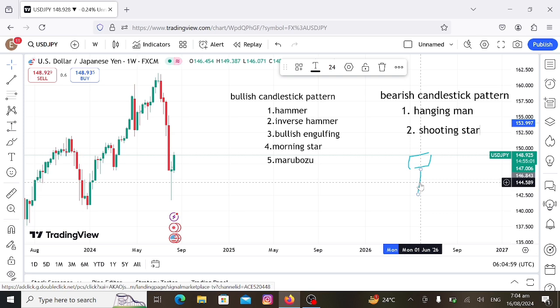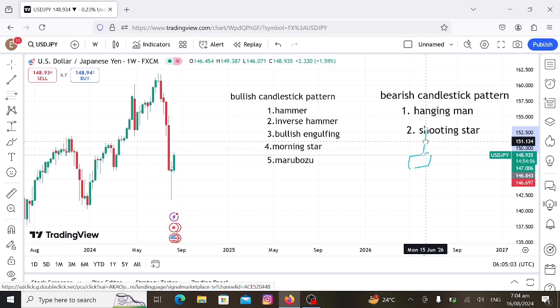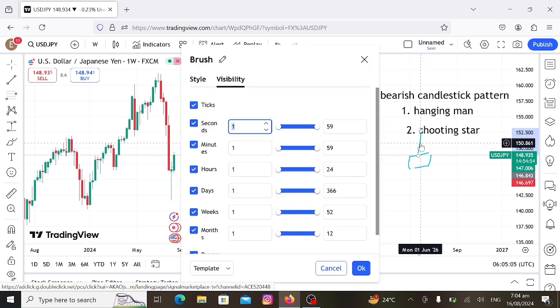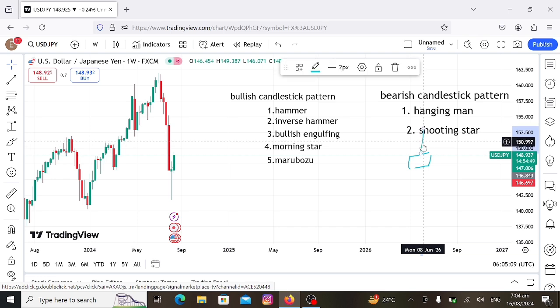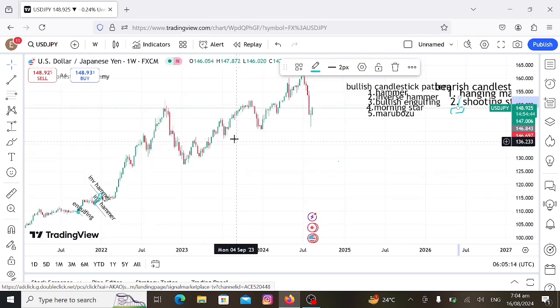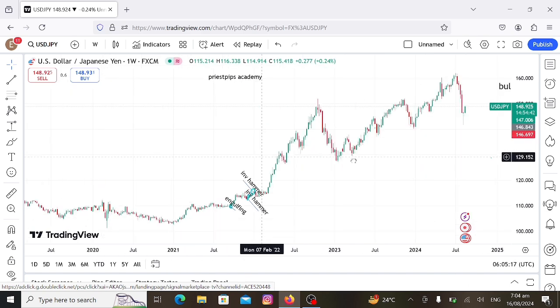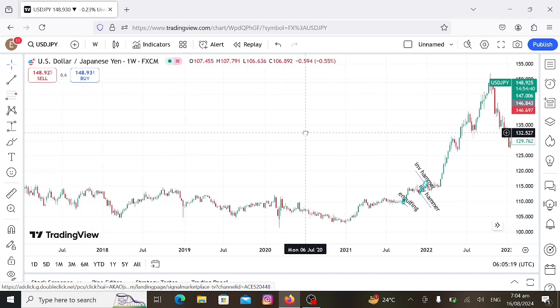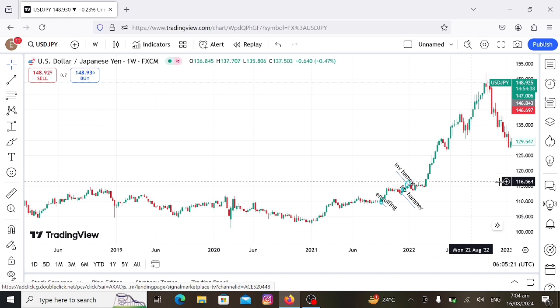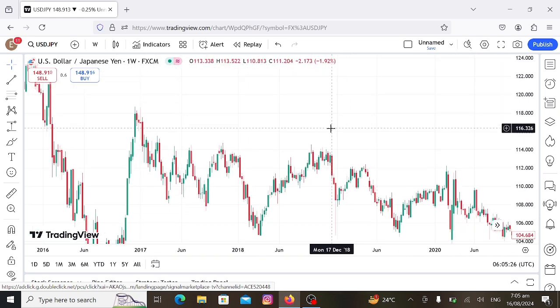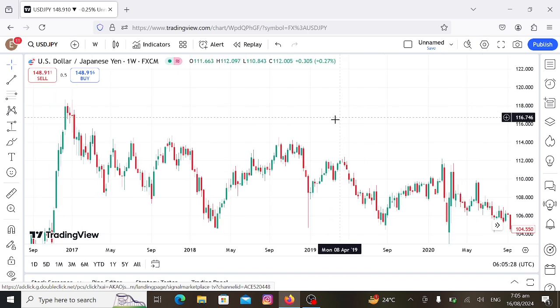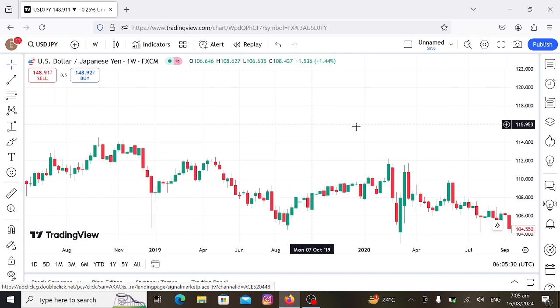This is a hanging man. So in this case, the wick will be at the top. Yes, the wick will be at the top. This is a hanging man. So let me just spot this very quickly. I don't want to waste time on this.